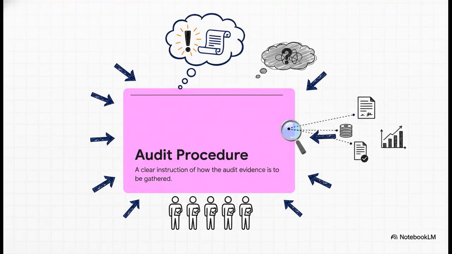At its core, an audit procedure is just a set of instructions. But the most important word on this slide is clear. We're not talking about a vague idea like, hey, go check the assets. An audit procedure has to be a specific, repeatable, and totally unambiguous instruction that anyone on the audit team can pick up, follow perfectly, and get the exact evidence needed.